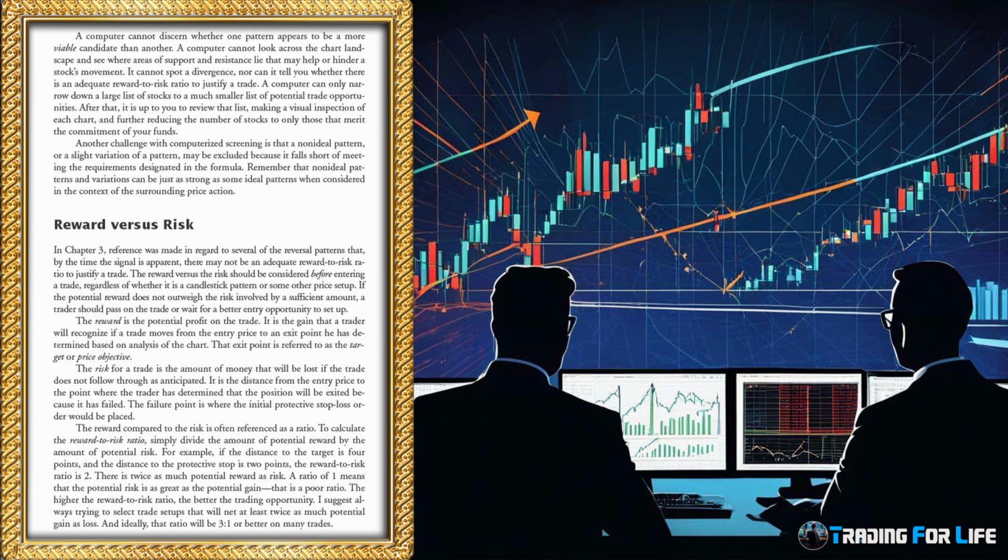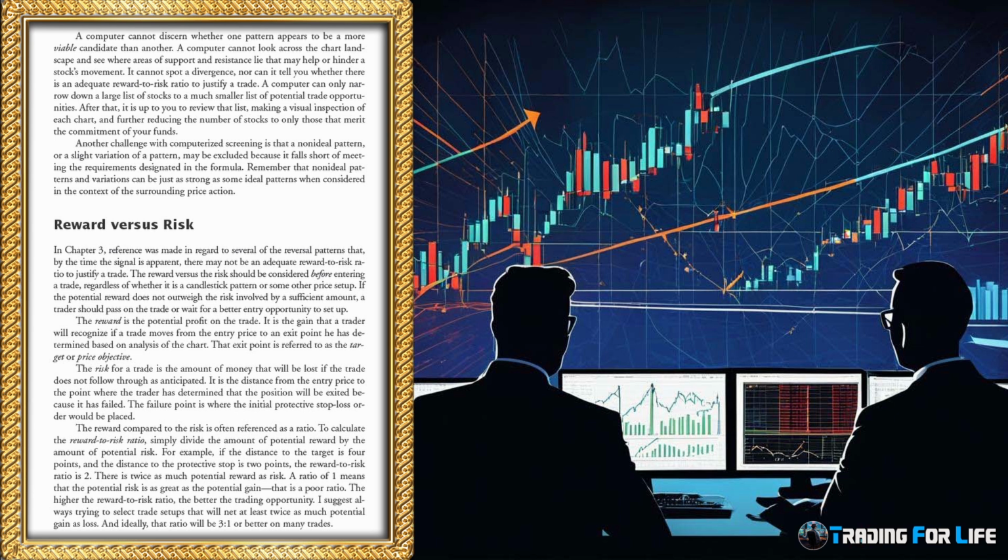The reward is the potential profit on the trade. It is the gain that a trader will recognize if a trade moves from the entry price to an exit point he has determined based on analysis of the chart. That exit point is referred to as the target or price objective. The risk for a trade is the amount of money that will be lost if the trade does not follow through as anticipated. It is the distance from the entry price to the point where the trader has determined that the position will be exited because it has failed. The failure point is where the initial protective stop-loss order would be placed.